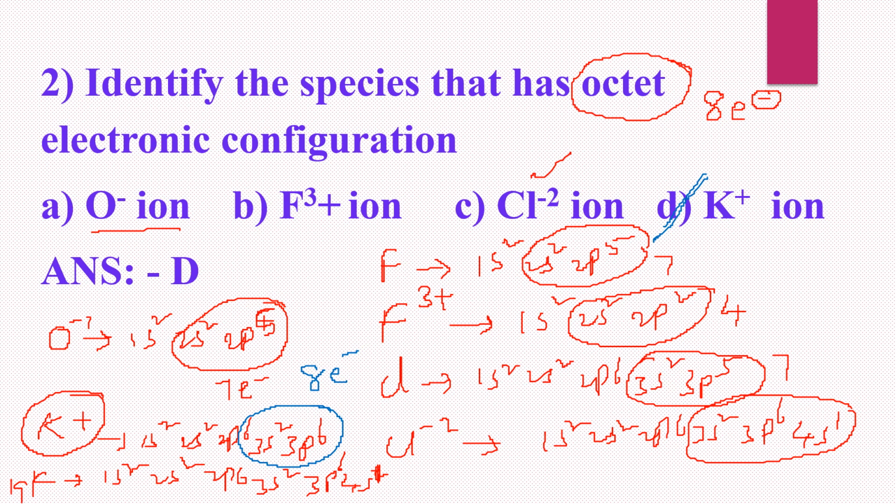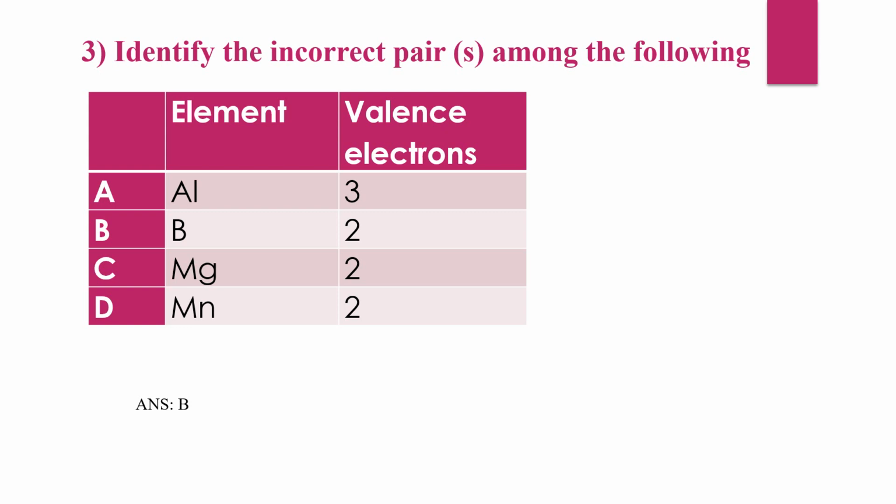Identify the species that has octet, meaning 8 electrons in the valence shell, means D is the right answer. Next question, that is, identify the incorrect. So you have to go through the terminology carefully. Incorrect pair among the following.